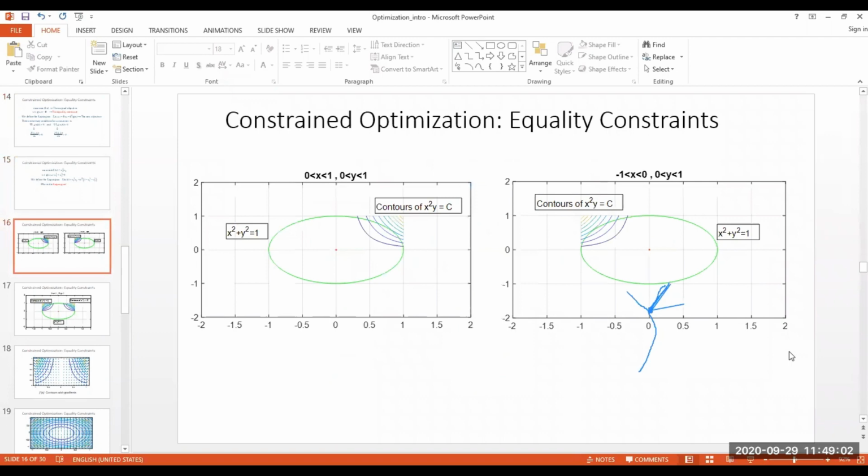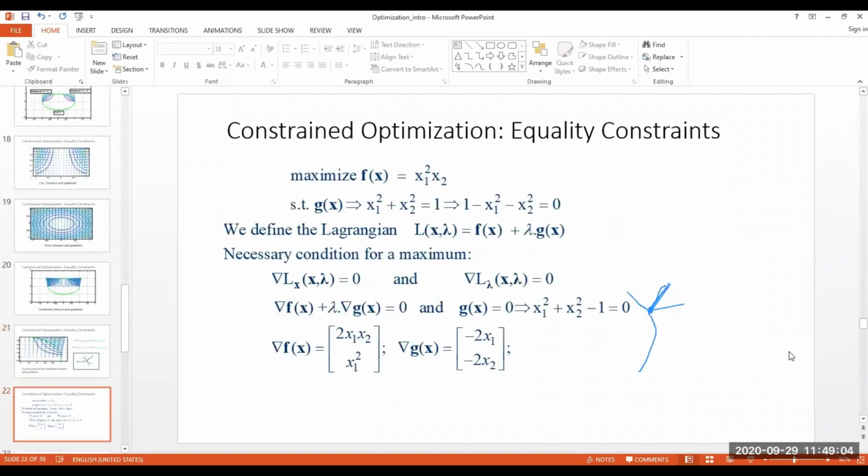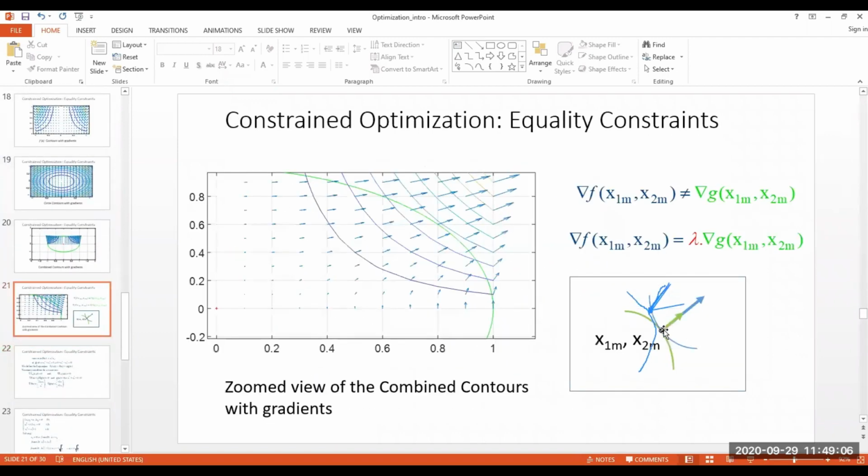If you move away from this point, specifically for this example, both of the conditions will not be the same. They will have different directions at a point away from the minimum. Only at the minimum point will this alignment condition be satisfied.